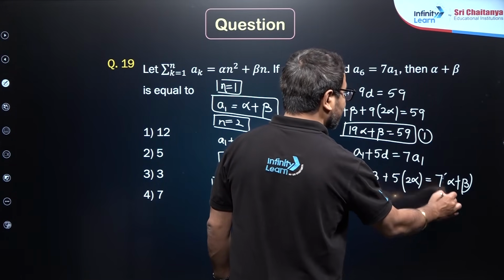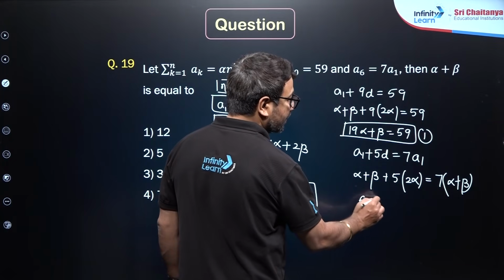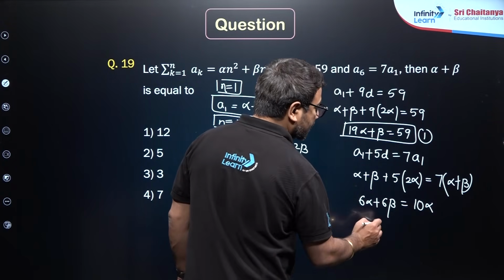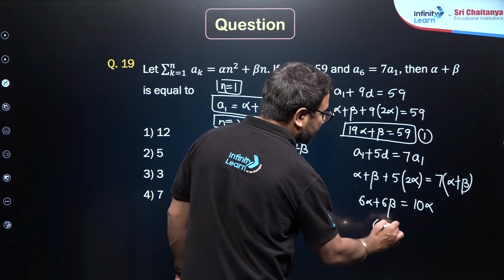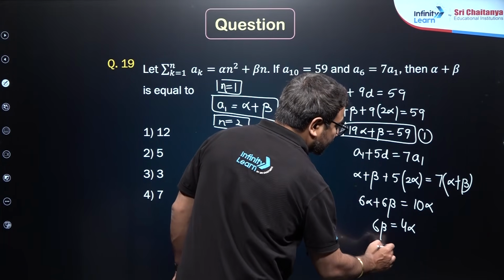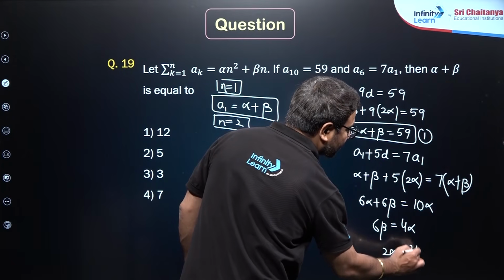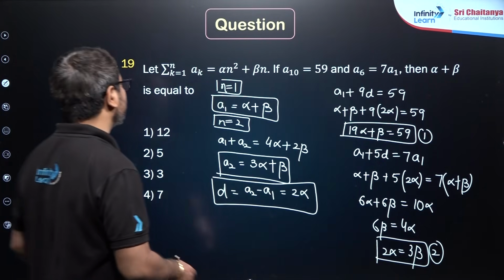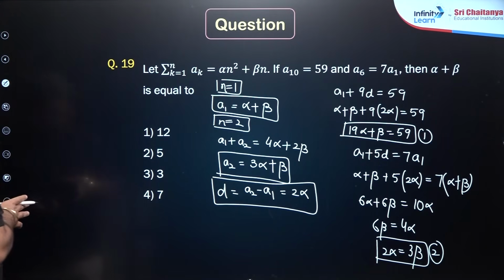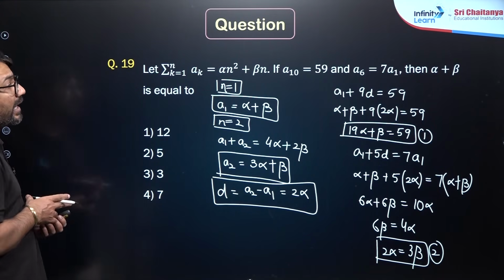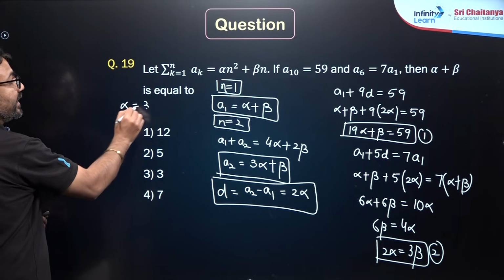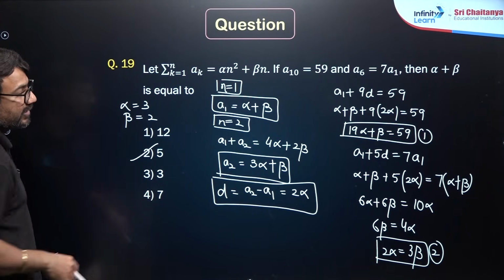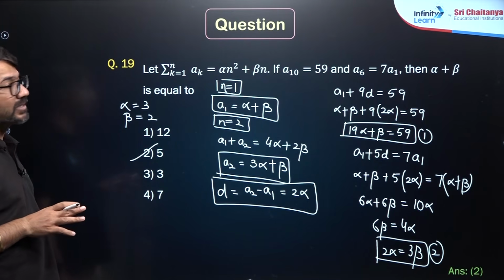So over here, my dear students, you will have 6 alpha plus 6 beta is equal to 10 alpha. So you will have the value 6 beta is equal to 4 alpha, then 2 alpha value will be equal to 3 beta. You have the two relationships to get the value of alpha and beta. If you solve them, you will have alpha 3 and beta 2. You can check it once, and alpha plus beta will be 5. So the second option will be the final answer to this question.